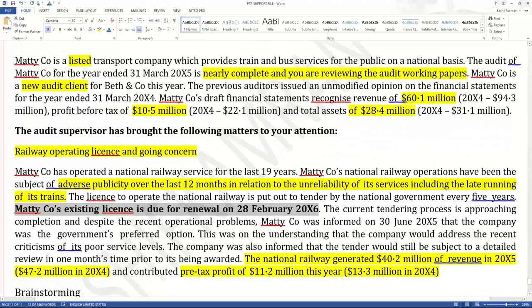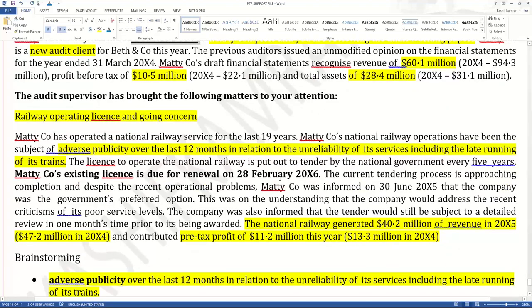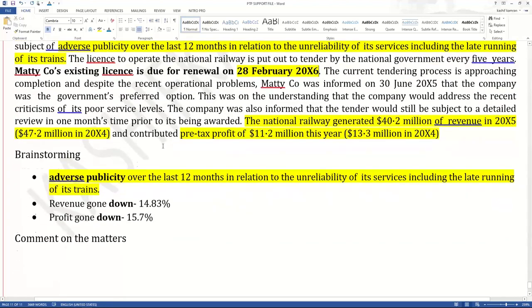The year end of the company was what? The year end of the company was 31st of March. So the license is due for renewal on the 28th of Feb 20X6. So is that in the definition of a foreseeable future? 12 months after the balance sheet date, going concern, right? So when the auditor is evaluating the going concern, is the auditor evaluating the 12 months after the balance sheet date? Okay, so the license is due for renewal on the 28th of Feb.